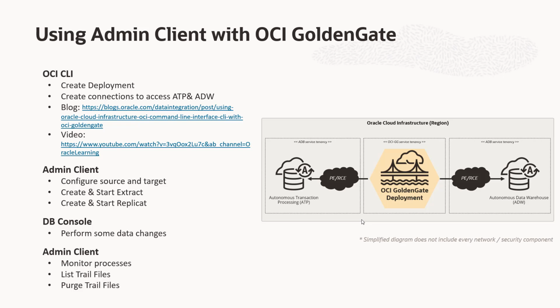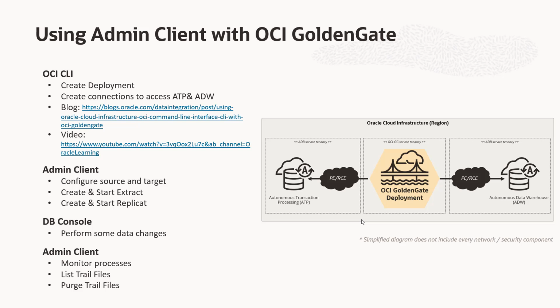From that, we're going to use the admin client in Cloud Shell to configure our source and target. We're going to add trend data, and we're going to add a checkpoint table, and I'll explain what it is. We are going to create and start an extract to capture the changes from ATP. We are going to create and start a Replicat to deliver the changes in ADW.